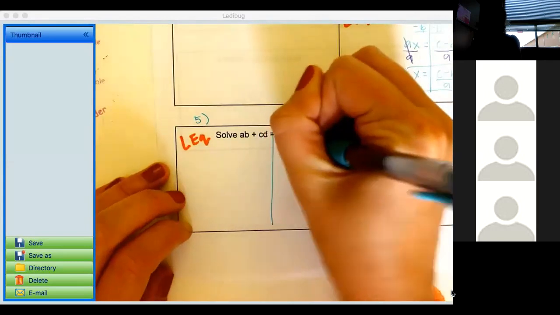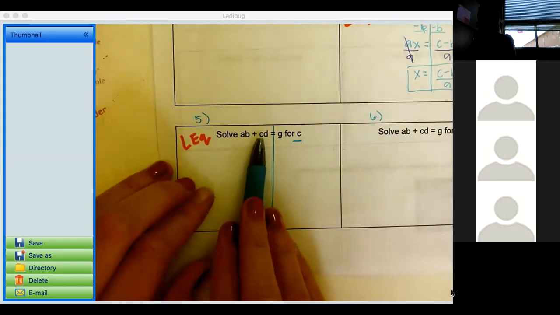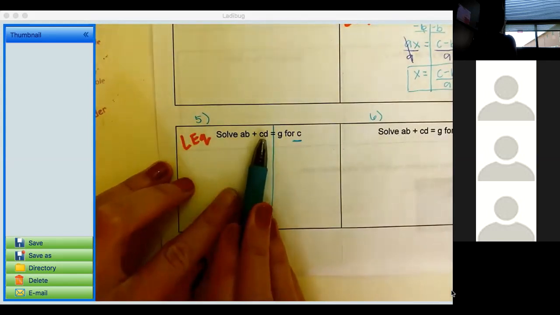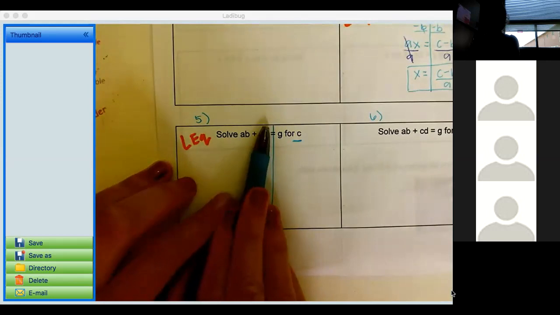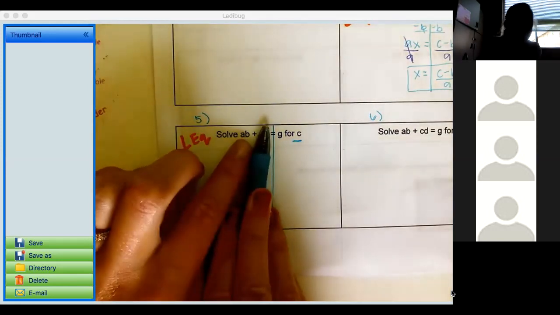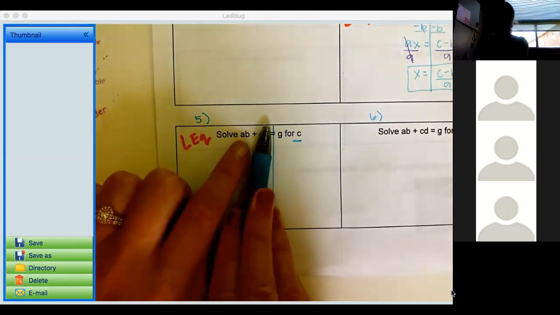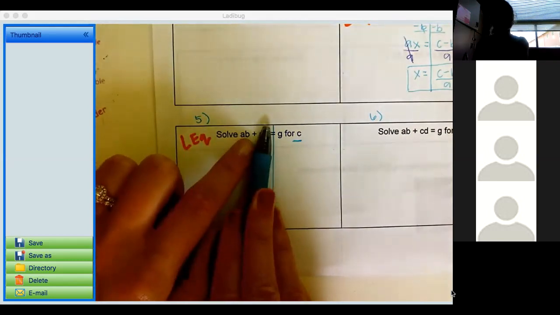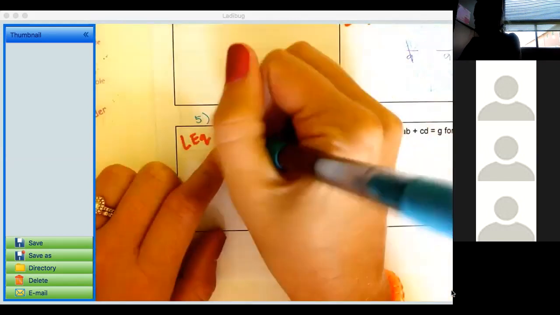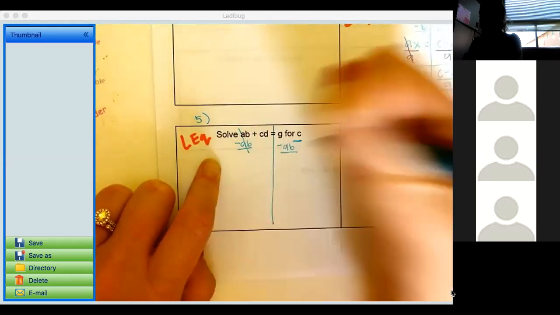Good. For C, so what do we do to C? Cover it. Don't cross it out. Find C. What's touching the C right now? That whole thing gets covered. What do I need to move? The A and the B, good. This one's where y'all tend to get confused because you're like, A and B are touching. That's fine. What are A and B doing to the CD? Adding. What's the opposite of adding AB? Subtract AB over to this other side.